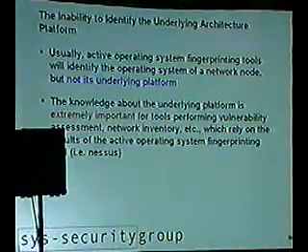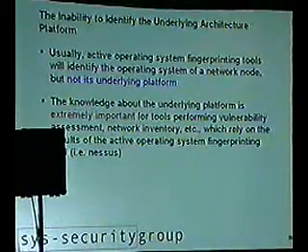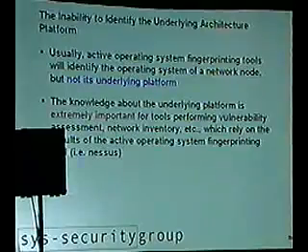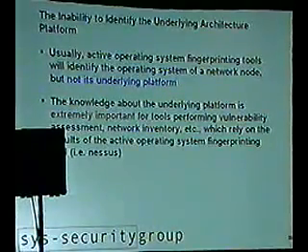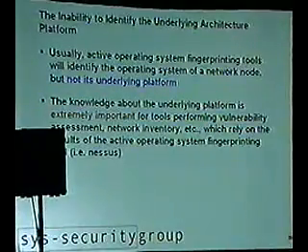So for example, if you are running a certain vulnerability assessment tool, and that tool is relying on a certain active OS fingerprinting tool and the platform is not being given, then first of all the vulnerability assessment process will be longer and it might be giving you false results.